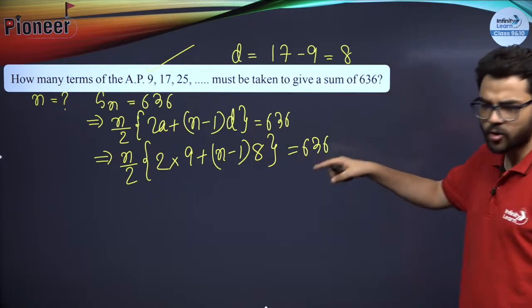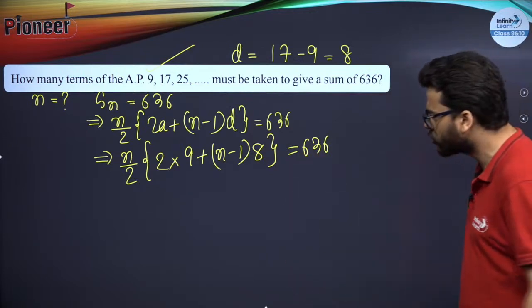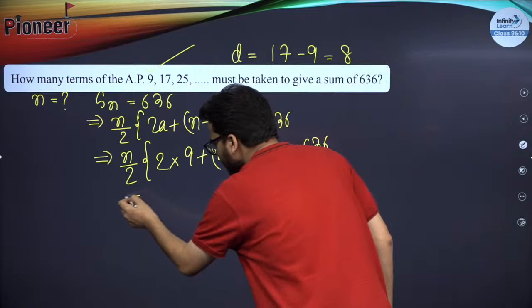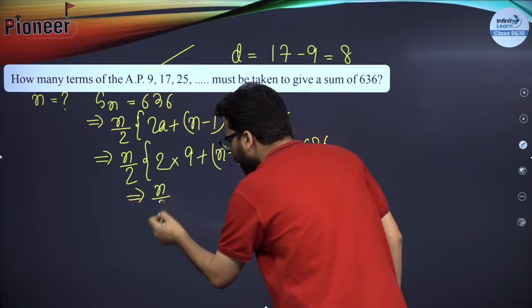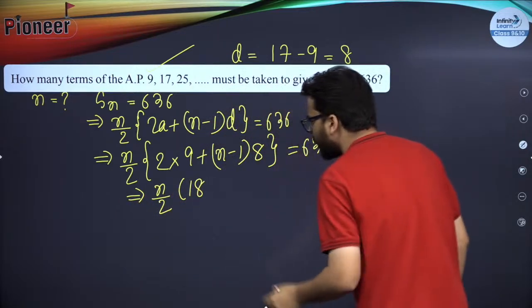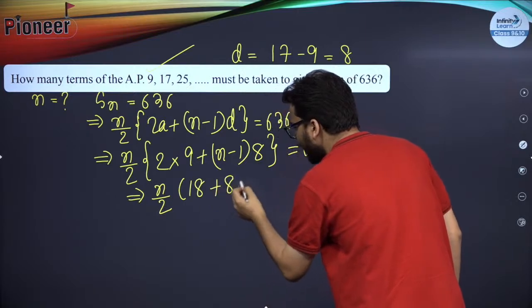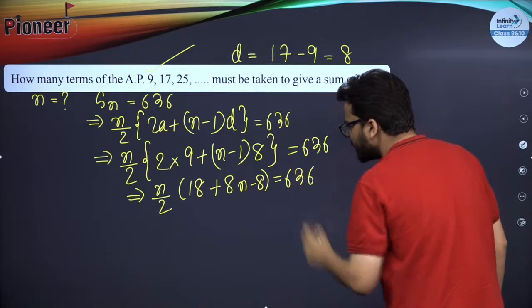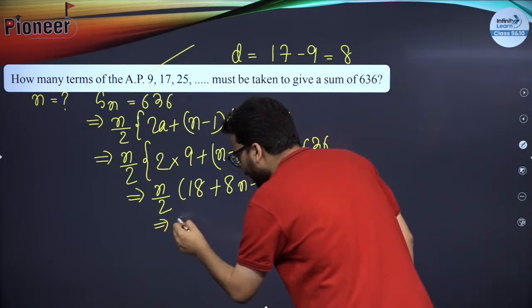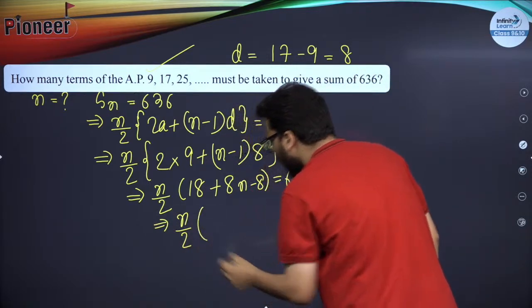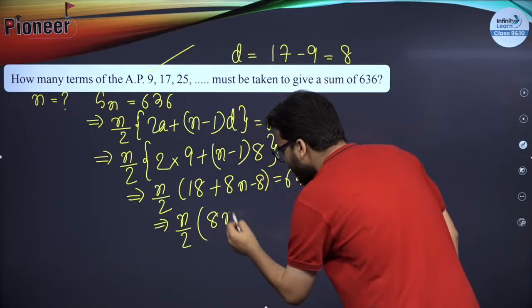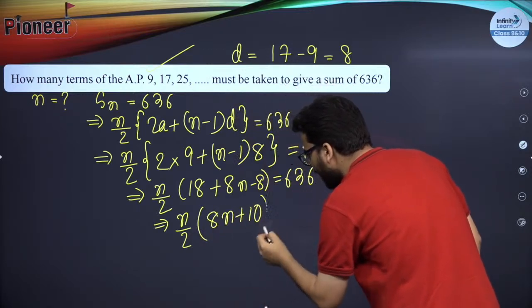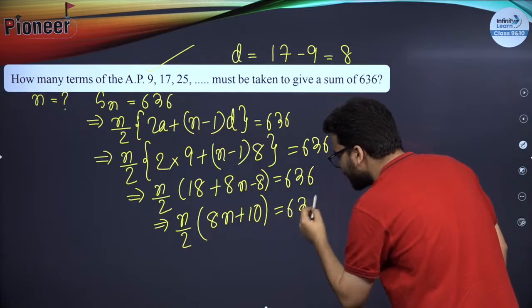So basically you'll get a quadratic equation. Let us solve it first, okay? So let's simplify it first, guys. So this will be n by 2, 9 2s are 18 if you open up the bracket, plus 8n minus 8, that is equal to 636. If you further simplify, you're going to get n by 2 into 8n plus 10, that is equal to 636.